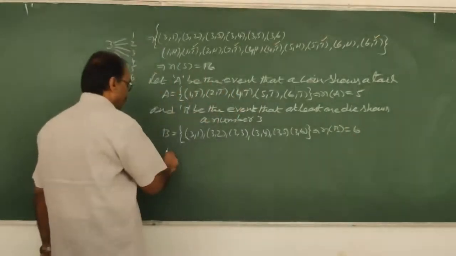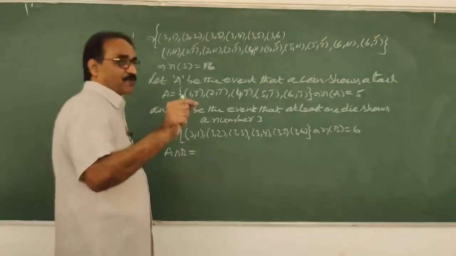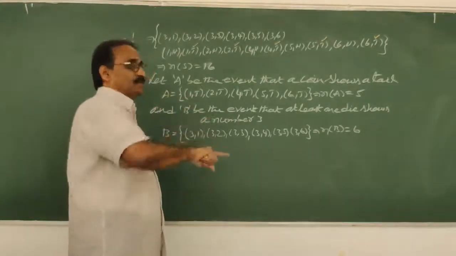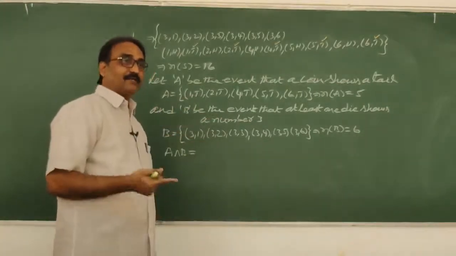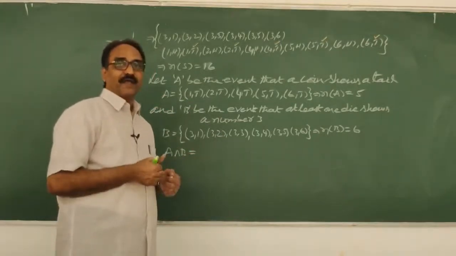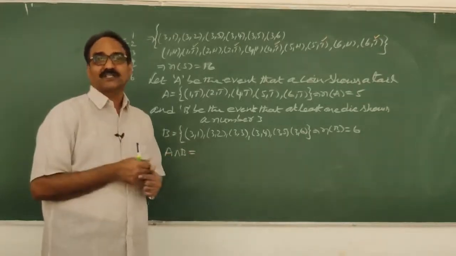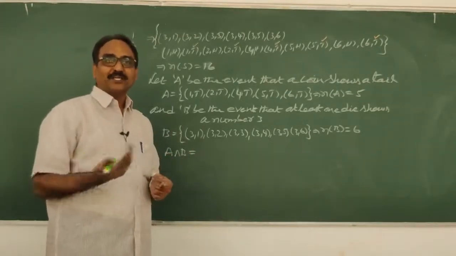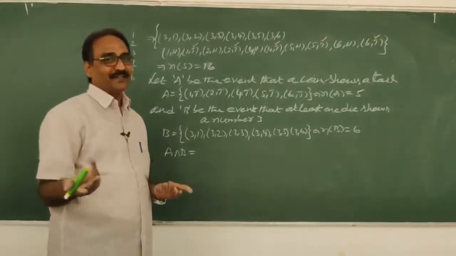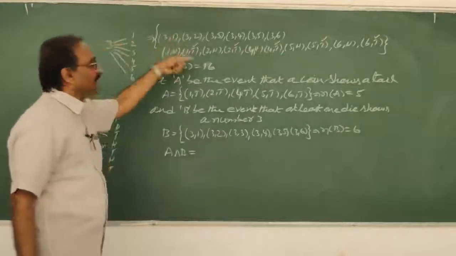Now A intersection B, you tell me, what is A intersection B? At least one tail must be there and 3 must be there. It's not possible. Why? 3 there means only the die will come, no coin will be tossed. When no coin is tossed, 3 head won't be there. Is there? Anywhere? With that 3, head, nothing is there.